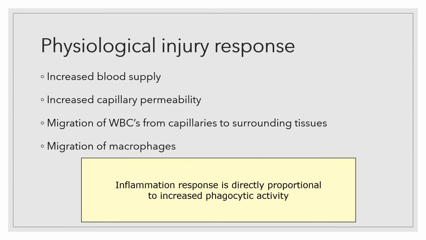So how does the body respond to an injury or an infection? Well, there's increased blood supply to the injured area, and these mediators cause capillary and venular dilation. There's increased capillary permeability, migration of white cells from capillaries to the surrounding tissues, and specifically that's the macrophages. So the inflammation response is directly proportional to increased phagocytic activity. The more inflammation there is, the more phagocytic activity there is. The less inflammation there is, the less phagocytic activity there is.